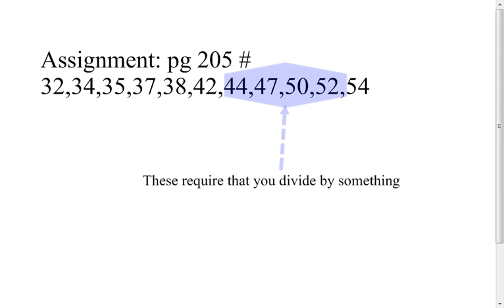All right, here is your homework, you guys. The ones highlighted in purple will be very similar to that last example I just did, where you're going to need to divide through by something. So I'm giving you that hint from the beginning. The rest of them should be pretty straightforward, and I will help you when we get to class.